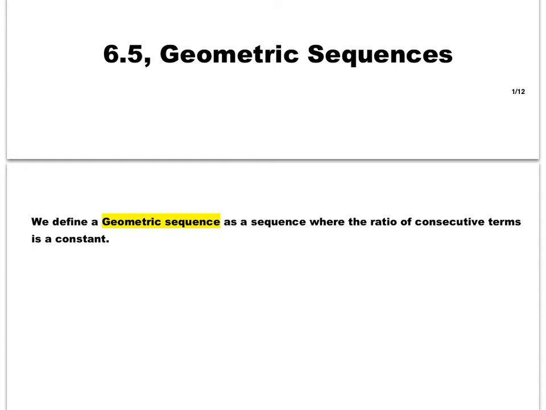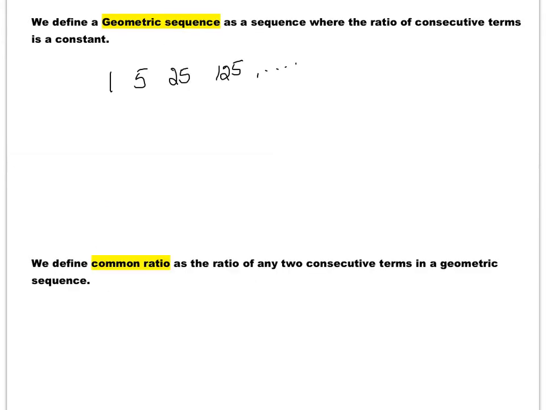This means that if I have a sequence, let's say starting with 1, and the constant is, let's say, 5, then I'm going to multiply 1 by 5, I get 5. Then the next term is 5 times 5, which is 25, and the next term is going to be 125, and so forth. This is what we call a geometric sequence. The constant in a geometric sequence is called a common ratio.